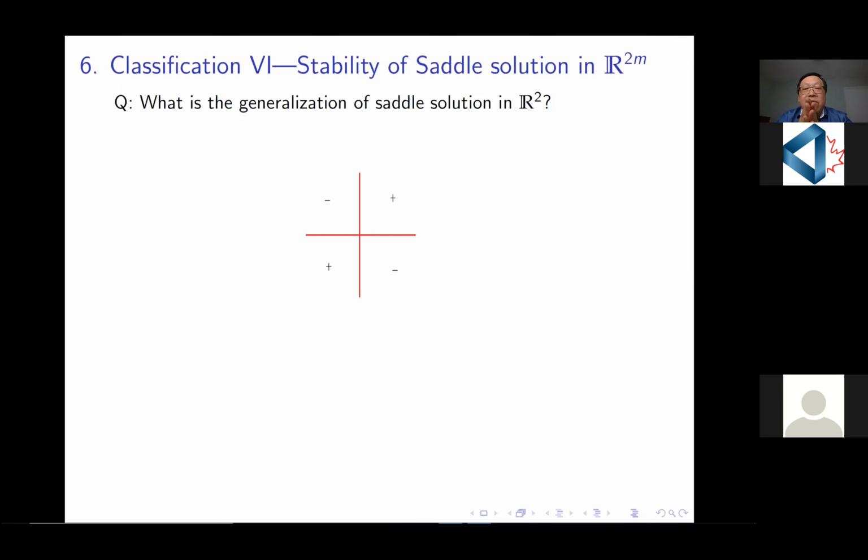What is the generalization of the saddle solution in R2 to high dimension? So this is the saddle solution constructed by Dancer and Pacard. You divide the x-axis and the y-axis, you divide the region into 4 parts, one part positive and negative, positive and negative. And this is the saddle solution. So the nodal set is just 2 axes. So what should be the natural generalization of the saddle solution in high dimension?